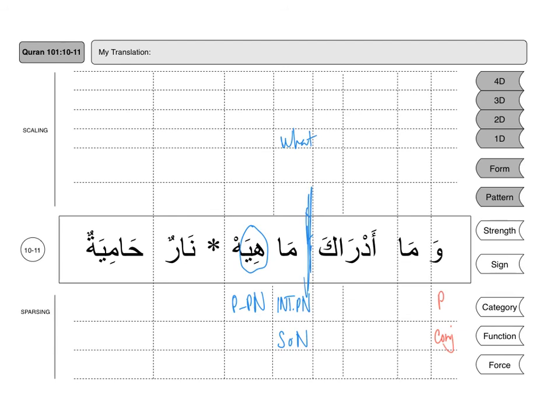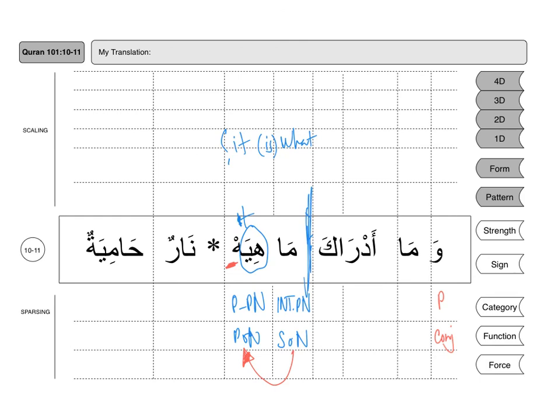Ummu hawiya. So it's asking, so what is hawiya? So this means it. So what is it? Therefore it becomes predicate of nominal. So why is the ha here then? Because of rhyming, right? Because before this there is ummu hawiyah. So you don't say just wama adraka ma hiya narun hamiyah. So to rhyme, so it becomes wama adraka ma hiyah. So this last ha has no meaning. It's just for rhyming.